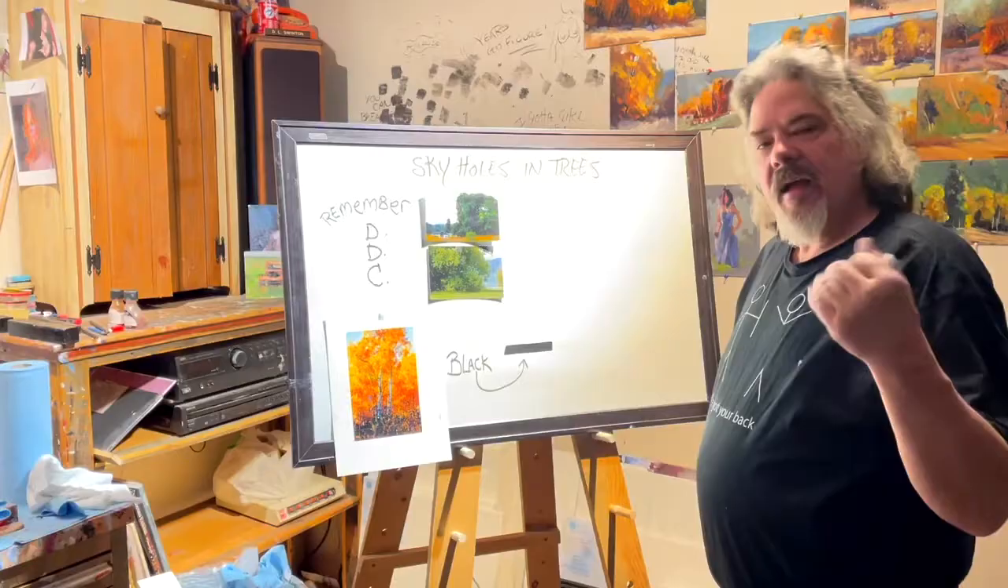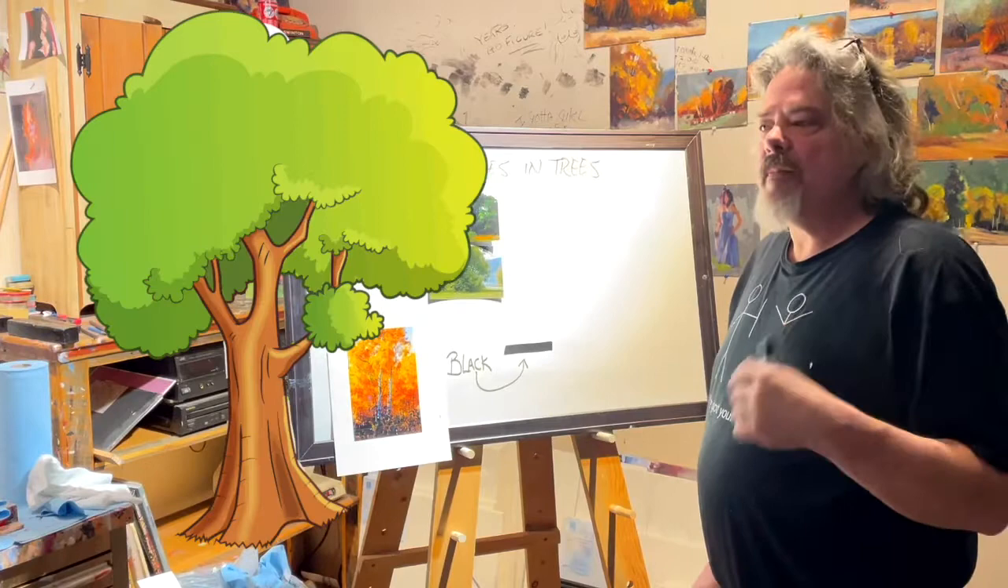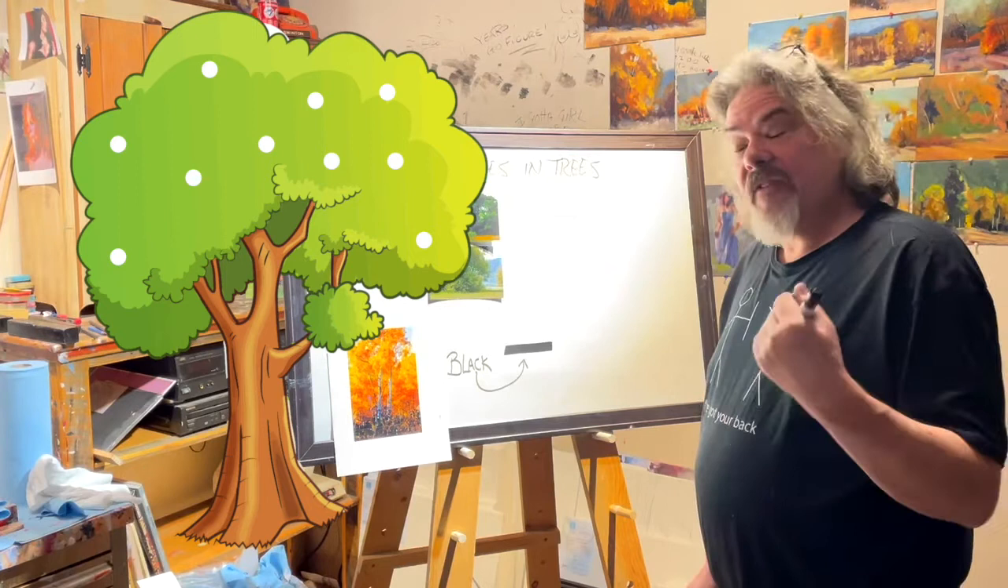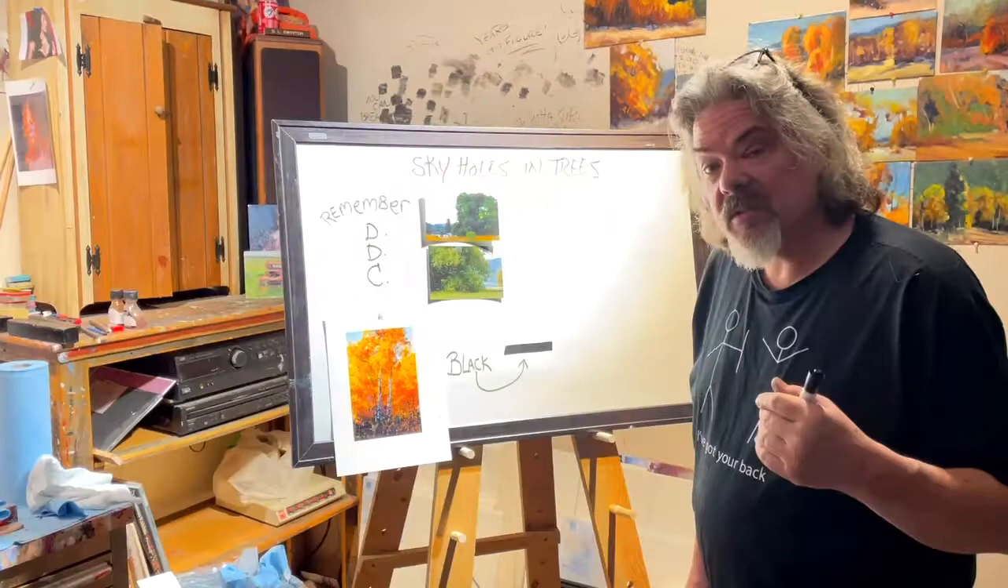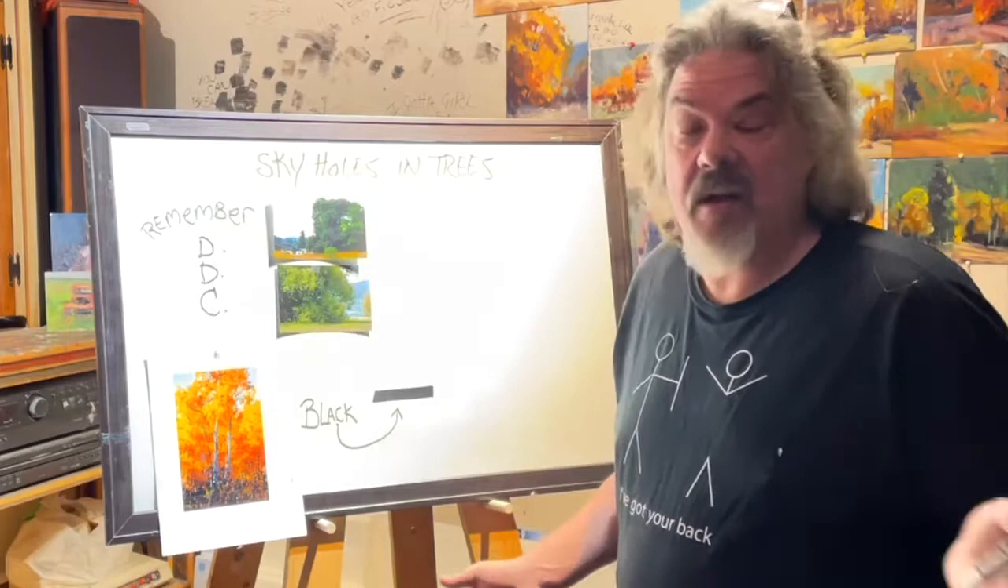Hey everybody, here's a question that I get asked all the time in class. How come when I put little sky holes in the trees, they always look like polka dots? Well, the first thing I tell them is they're not actually sky holes, they're called bird holes. Because if you don't put bird holes in your trees, the birds can't fly through. If you don't have birds flying through, then it's not a natural landscape. So you gotta have bird holes.